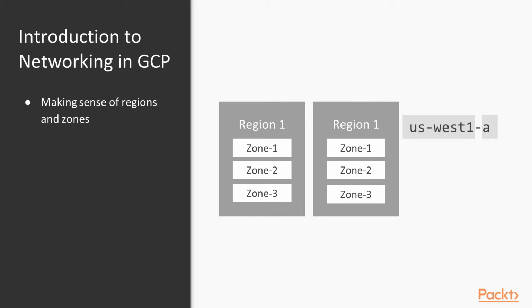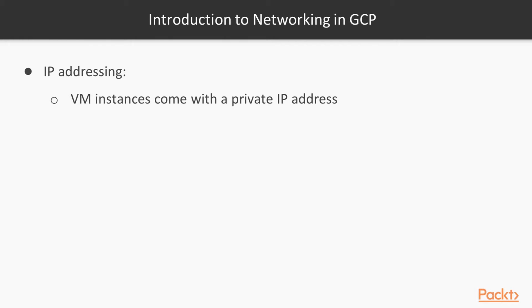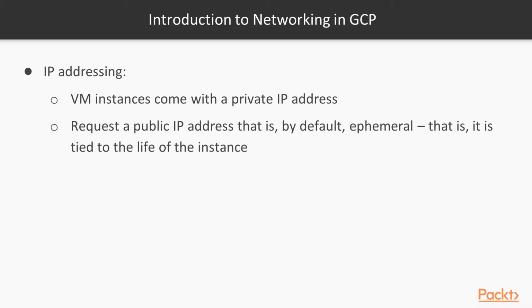Next, let's talk about IP addressing in the Google Cloud Platform. In Google, virtual machines come with a private IP address, just like in all the other cloud platforms out there. You can request a public IP address. It's ephemeral by default. That means it's tied to the life of the instance. If you delete the instance, the IP address gets deleted with it. It's not independent of the instance.